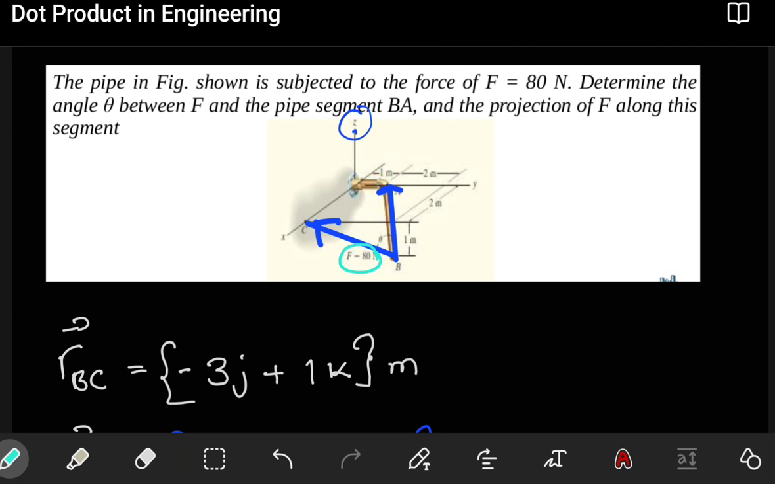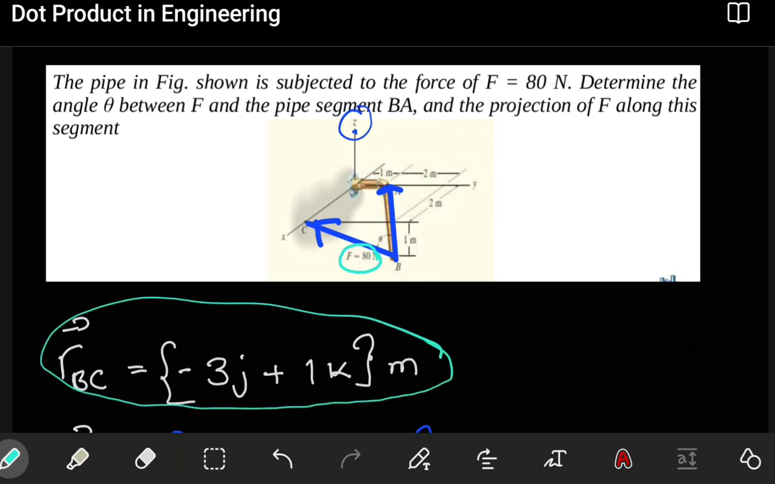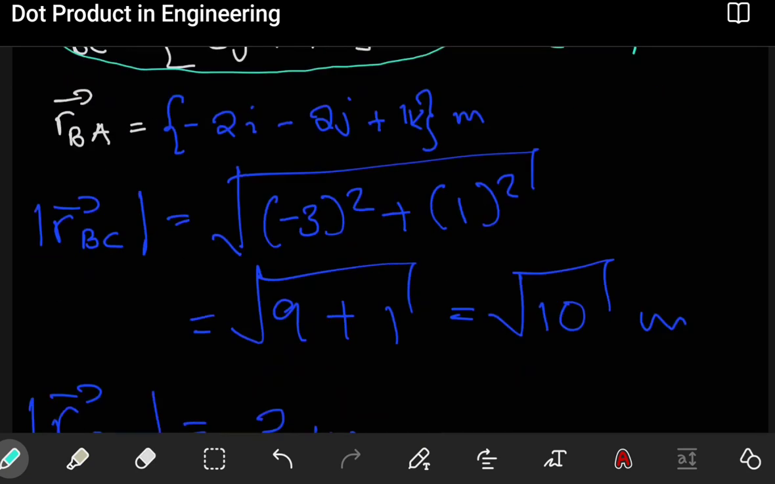Well, we already looked at questions like this. Hope you guys remember how we did that. We already have a displacement vector pointing in the same direction as the force, that was this, and we already have its magnitude. The magnitude of this displacement vector, we saw earlier, is just root 10. So to get the force F in Cartesian vector form, we need to multiply its magnitude by a unit vector pointing in its direction.